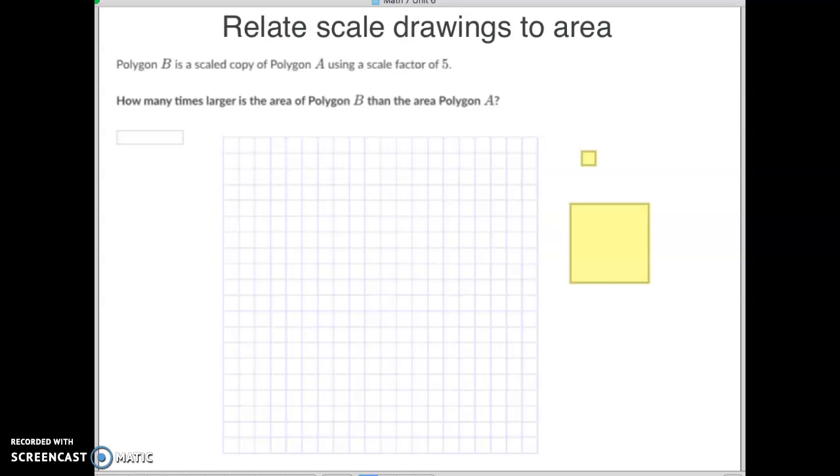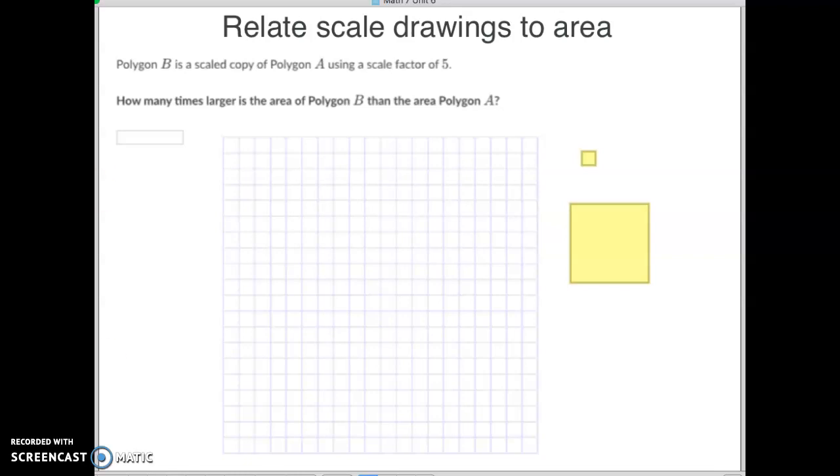So this lesson relates scale drawings to area. For some of you, it's going to hit home. You're going to get it pretty quickly. For others of you, I want you to pay really close attention because it might be a difficult one for some people. But hopefully, as soon as you understand this, it will get there, and I'm going to do my very best to explain it.